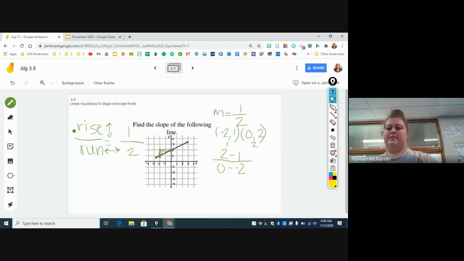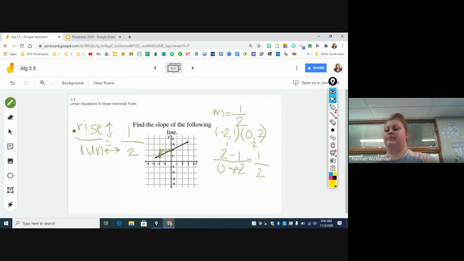So I'm going to simplify now. 2 minus 1 gives me 1. And a negative minus a negative makes it positive, so I have 0 plus 2, which gives me 2, or 1/2. So you can do it either way and you get the same answer. For me, it's easier to just count rise over run, but if it makes more sense for you to do the subtraction and the formula, do whatever makes more sense to you.